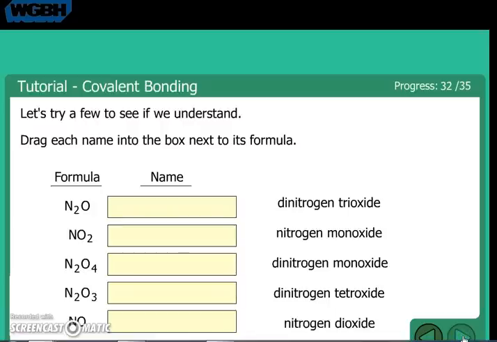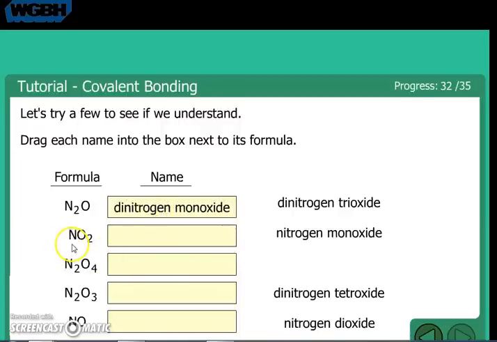Let's try a few to see if we understand. Drag each name into the box next to its formula. Now I'm going to go kind of slow, so I want you to see if you can do it in your head while I'm doing it for us here on the screen. N2O, that means there's 2 nitrogens, 1 oxygen. So I know that di means 2, and 1 oxygen, that's mono, so I think this is it right here. Dinitrogen monoxide.